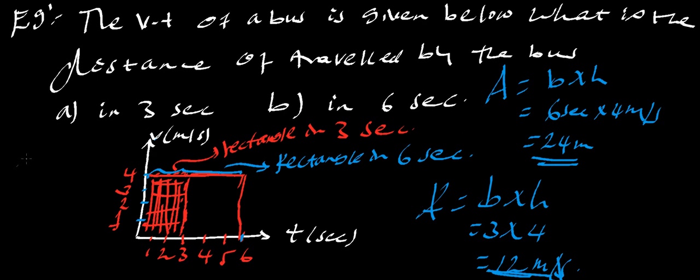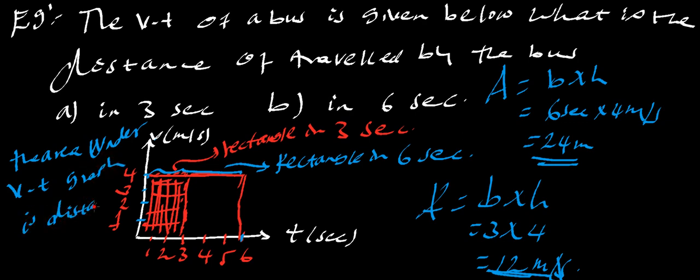Therefore, the area under a velocity time graph is distance. Or for a speed time graph, you can say the area under the speed time graph is distance. The area under an acceleration time graph is velocity. Now let's see how to get velocity from a distance time graph.